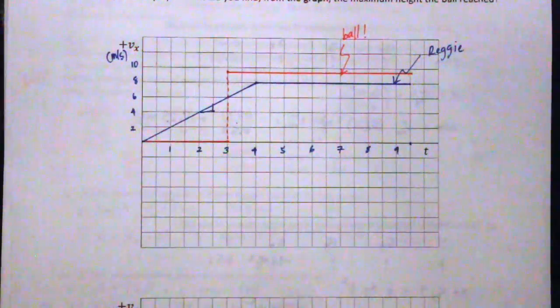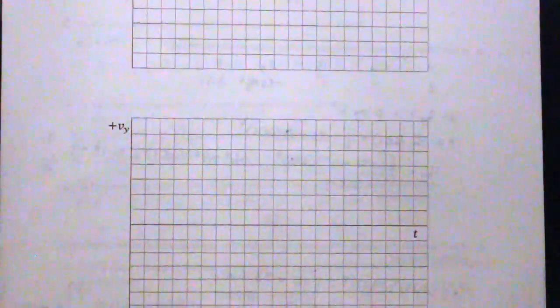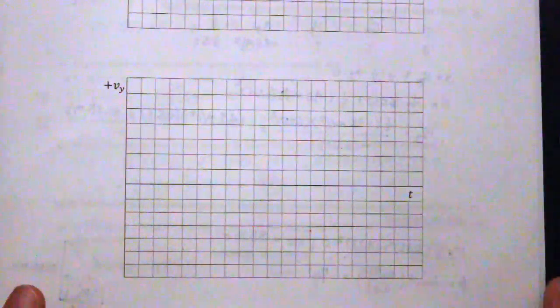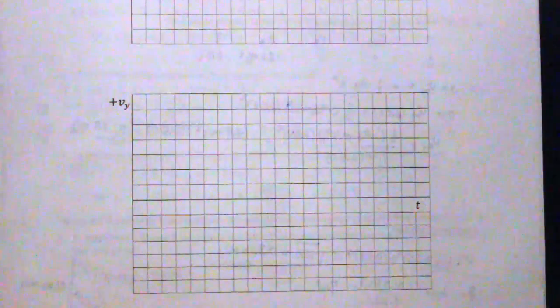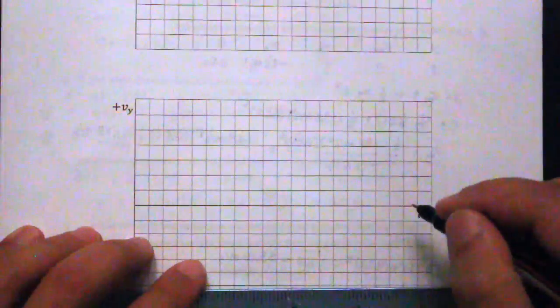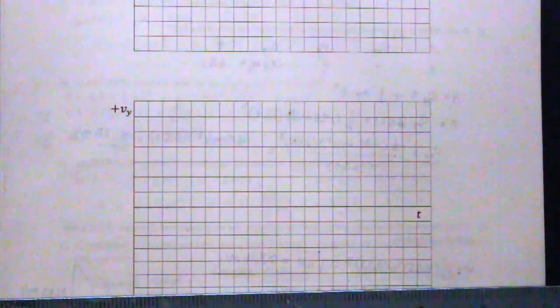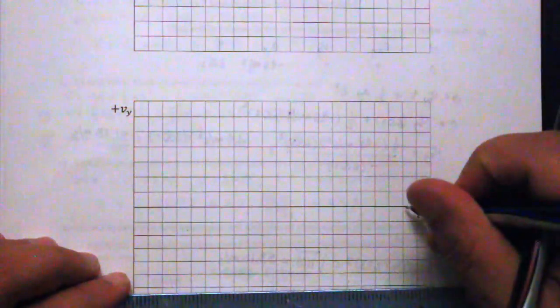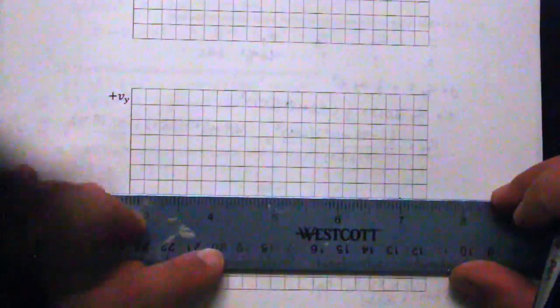Now for the y component, Reggie is easy. Reggie doesn't jump or do anything in the y, so Reggie is just going to stay for the 9.5 seconds at 0 throughout. So we'll plot it anyway.